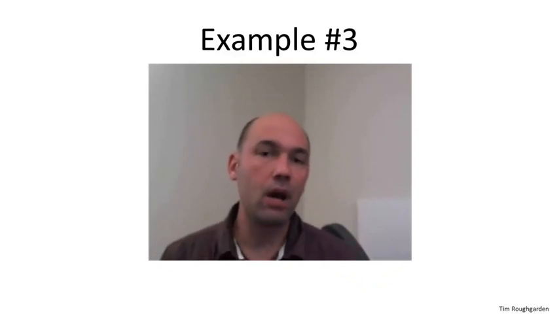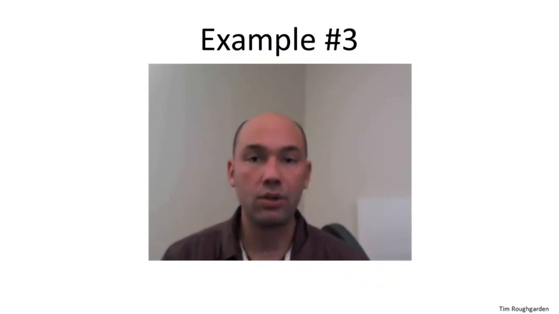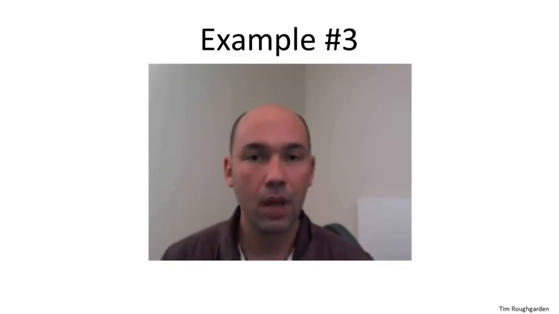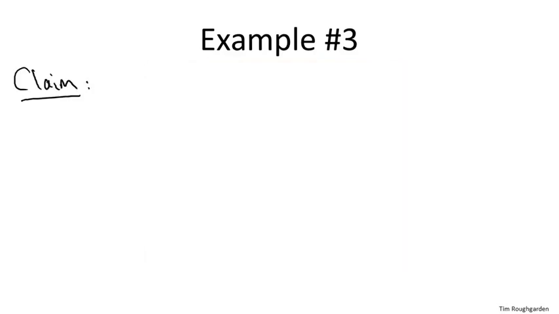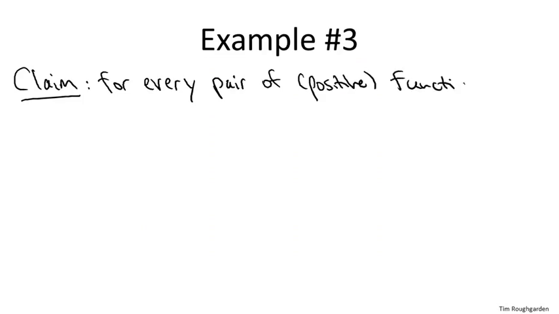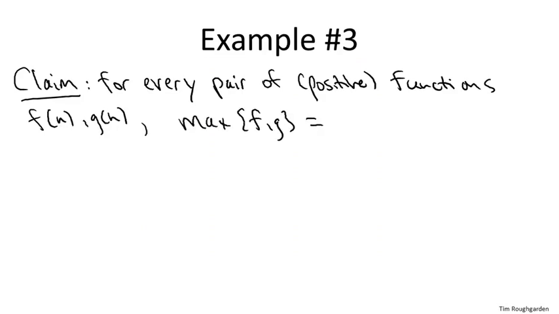Recall that while big O is analogous to saying one function is less than or equal to another, theta notation is in the spirit of saying one function is equal asymptotically to another. So here's the formal claim we're going to prove. For every pair of functions f and g, both defined on the positive integers, it doesn't matter, up to a constant factor, whether we take the pointwise maximum of the 2 functions or the pointwise sum of the 2 functions.